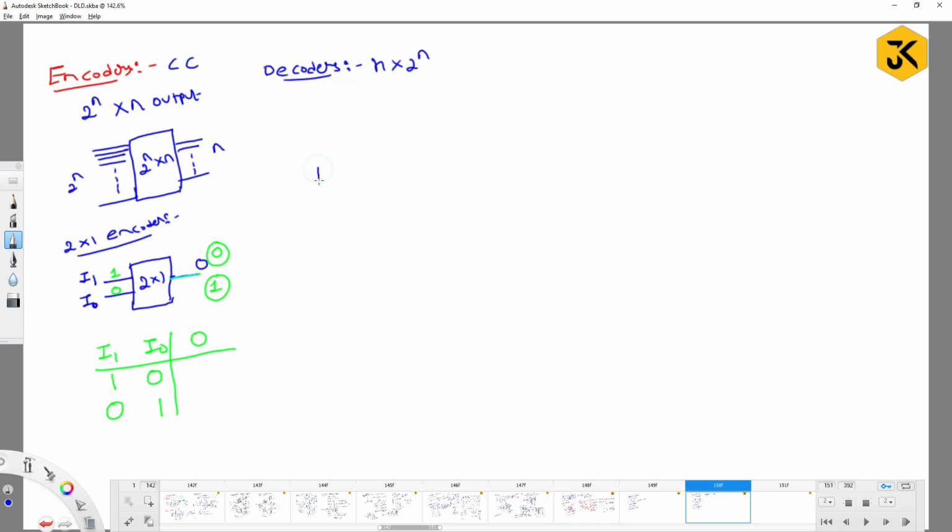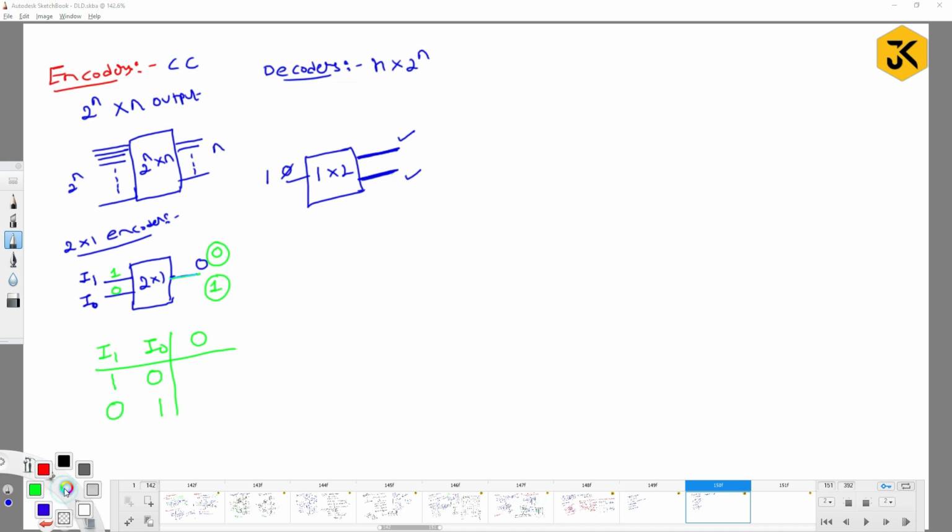If you take a 1 by 2 decoder, whatever input I give, it produces its corresponding output, right? If I say 0, it gives the high output at this particular location. If I give 1, it produces the high output at this particular location. What about the case here? Because here we have two inputs, what might be the output?